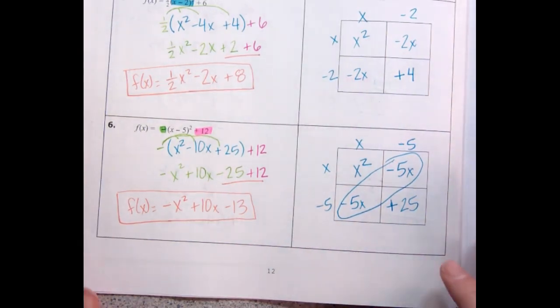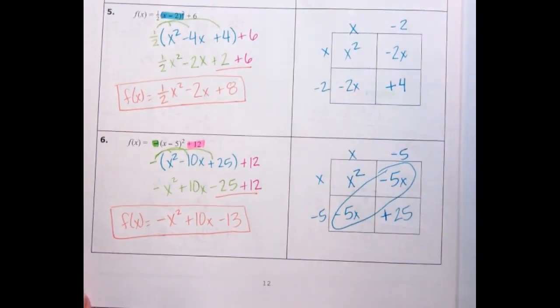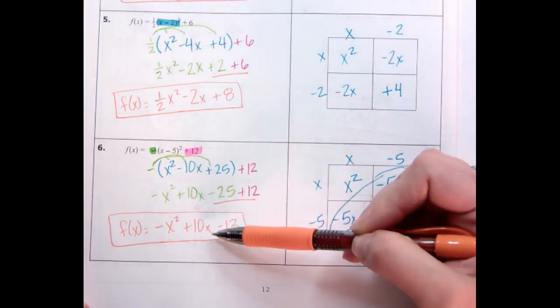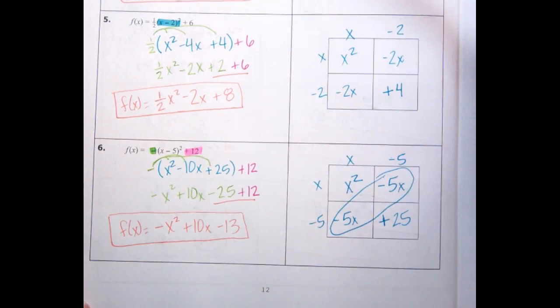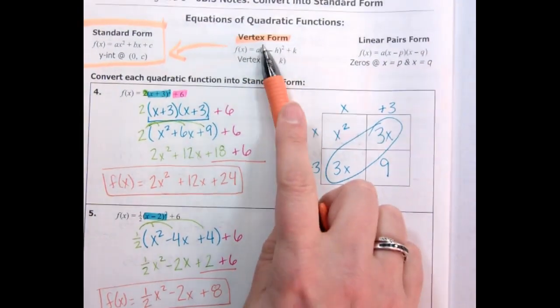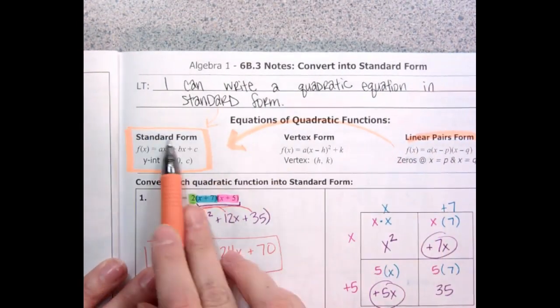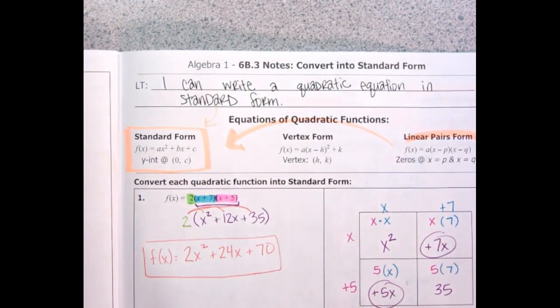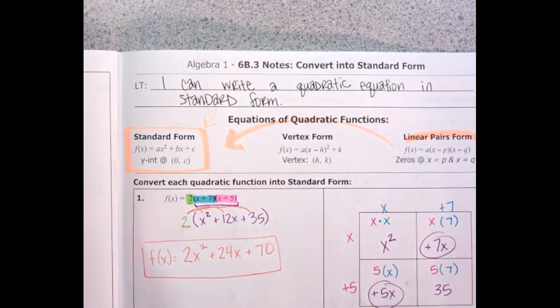So sometimes on the practice, it may ask you to write the equation in one of these other forms first, then convert it. So these notes just went over the conversion part. It just went over how to go from vertex to standard, or how to go from linear pairs to standard. You may have to first write it in one of these two forms. So keep in mind that that's the previous two notes.